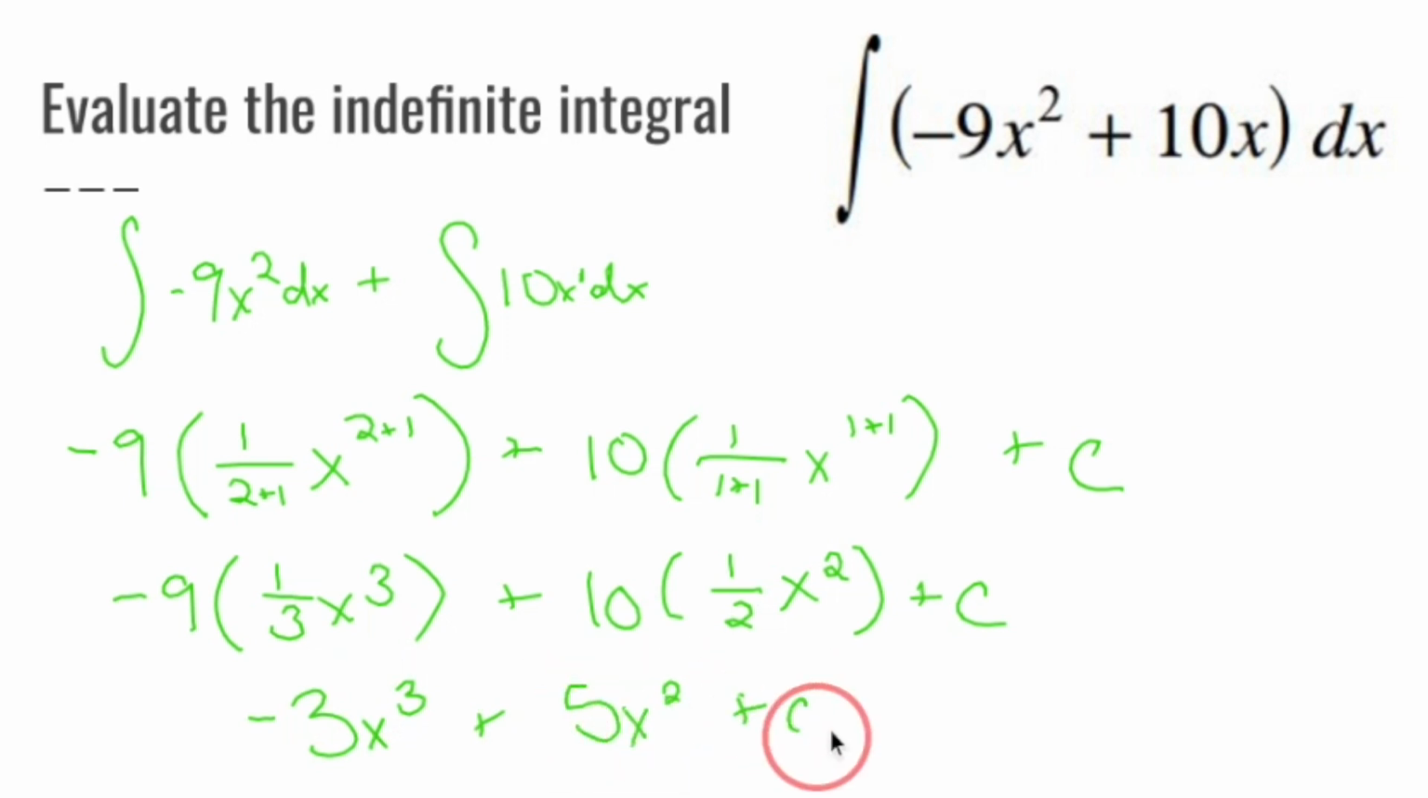plus c. And we can see if we wanted to do a quick derivative of this, multiply 3 times negative 3, we do get negative 9x squared. Multiply 2 times 5, we do get 10x. And take the derivative of any random constant, you do get 0. We did it right. That's my answer. That's the indefinite integral of a polynomial.